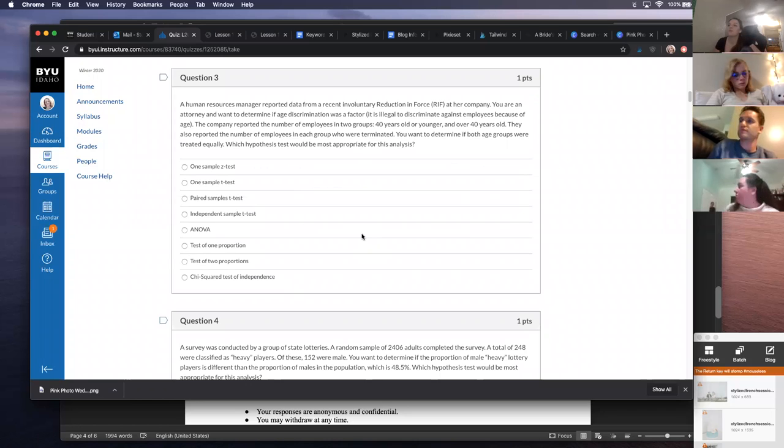A human resources manager reported data from a recent involuntary reduction in force at her company. You are an attorney and want to determine if age discrimination was a factor. The company reported the number of employees in two groups, 40 years old or younger and over 40 years old. They also reported the number of employees in each group who were terminated.